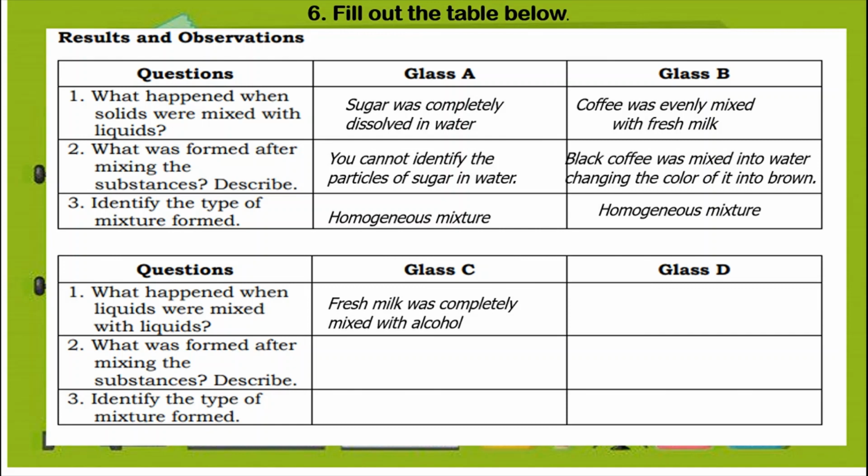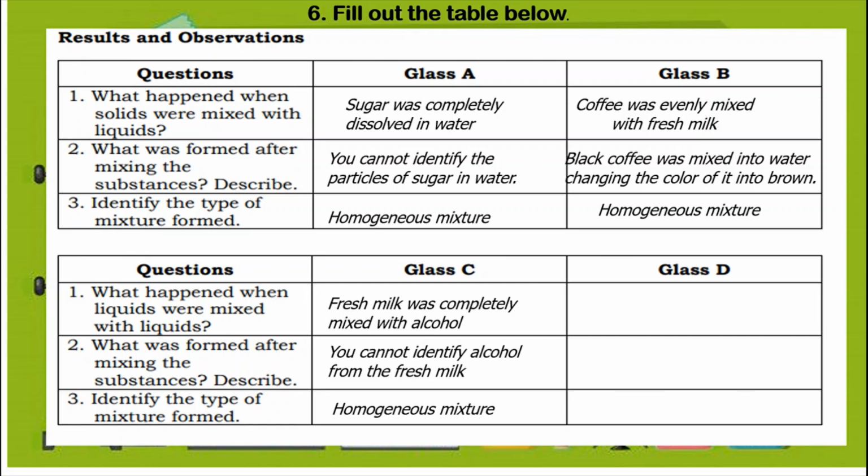What happened? Fresh milk was completely mixed with alcohol. Okay, completely mixed. Then, what was formed? You cannot identify alcohol from the fresh milk. And what is the type of mixture? Homogeneous mixture again. Okay, let's go to glass D.